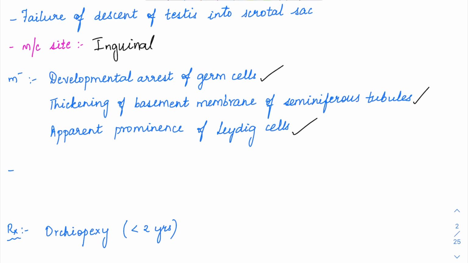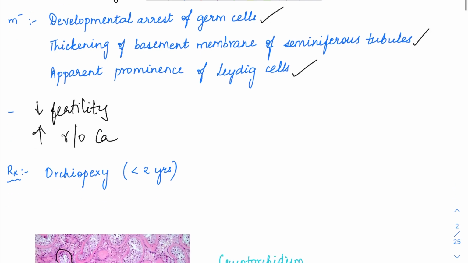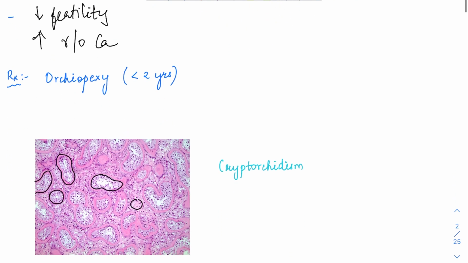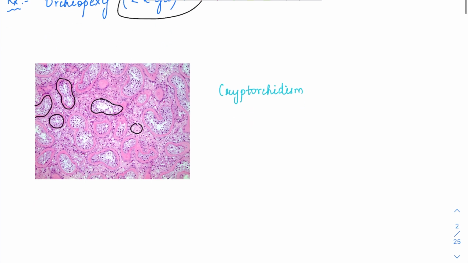Since there is developmental arrest of germ cells, the patient usually presents with infertility. So decreased fertility will be there, and apart from that, there is also an increased risk of cancers, especially germ cell tumors. Whenever they diagnose that the scrotal sac is empty, they have to do a surgery in the kid within 2 years of age, to bring the testis down to the normal location. This surgery is orchiopexy, which has to be done within 2 years of age.